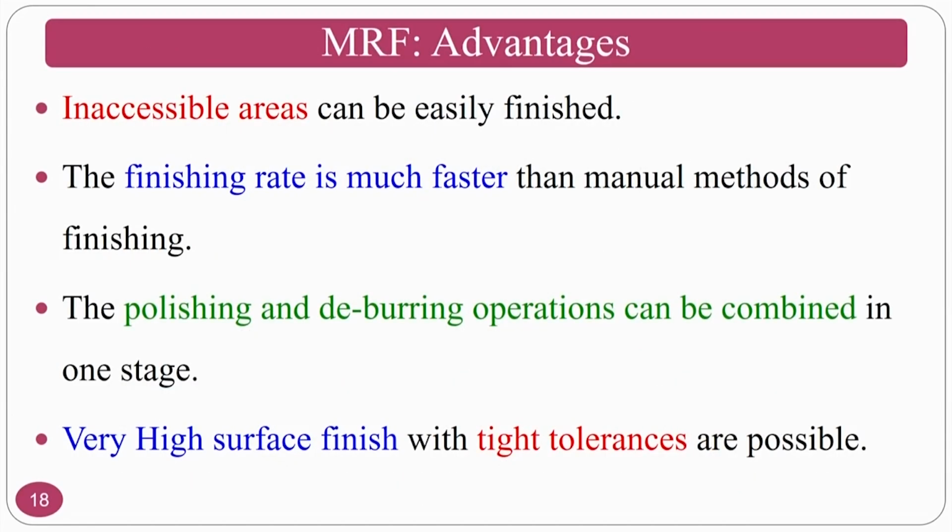Okay. The advantages: inaccessible areas can be easily finished by this particular process. The finishing rate is much faster. The polishing and deburring options can be combined in this process. Both the polishing as well as deburring can be done at the same time. Very high surface finish and tight tolerances are possible.